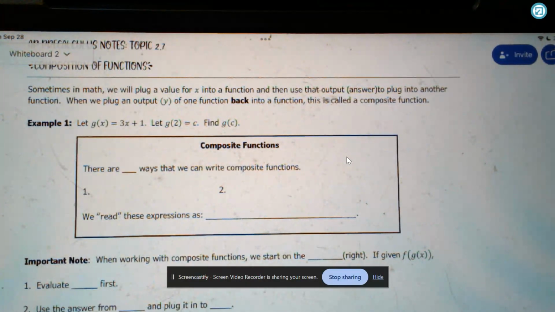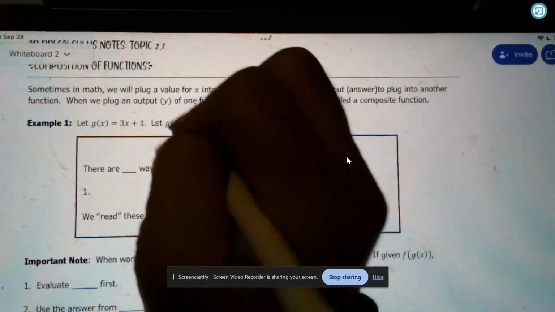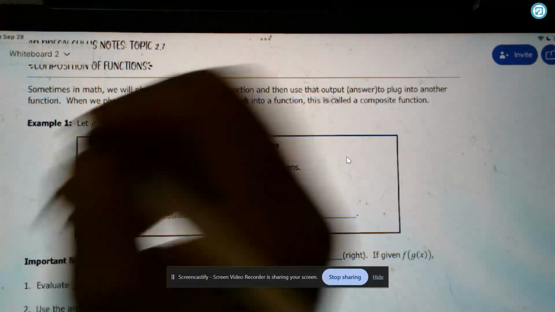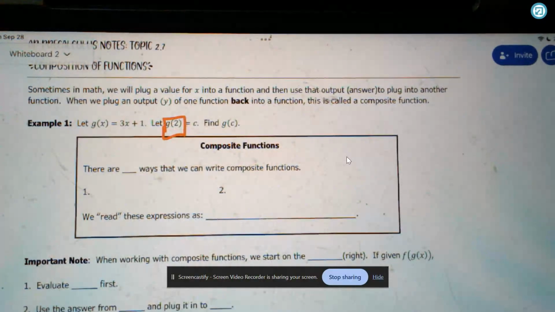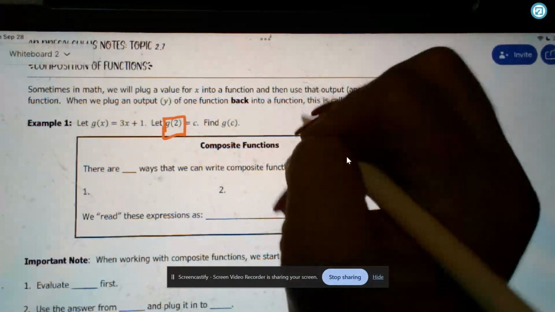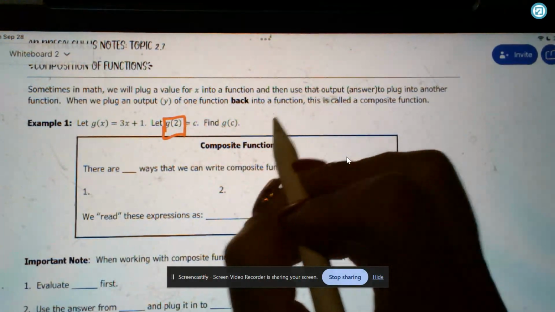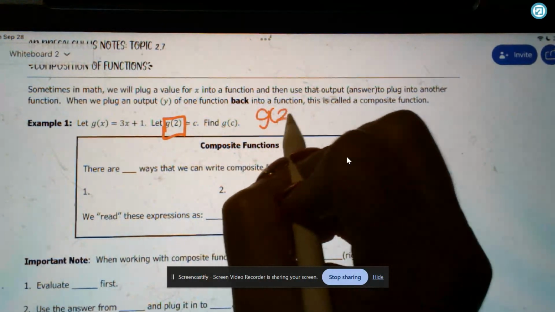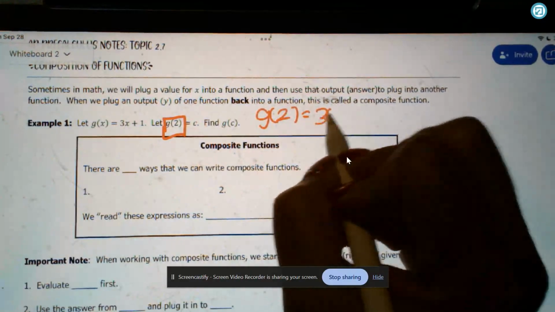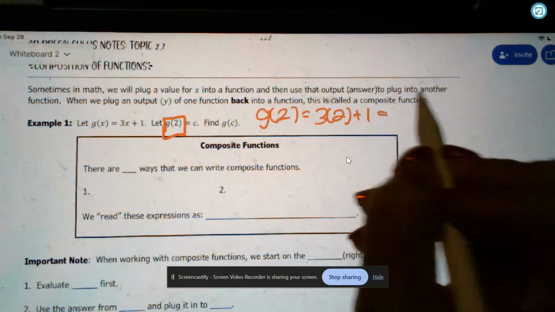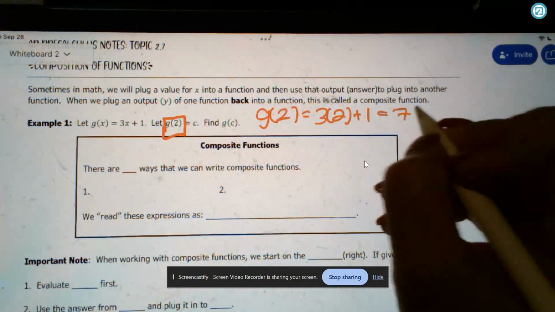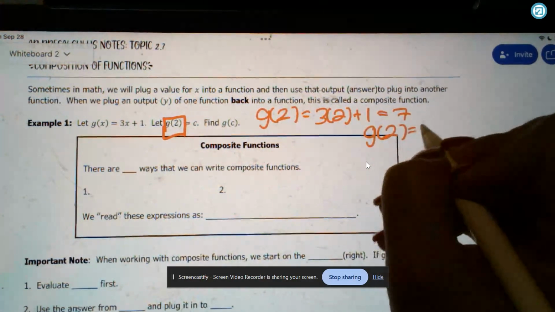Okay, so g of 2 equals c. So the first thing we need to calculate here is going to be g of 2. So again, I'm going to come over here and do this because I don't have that much room to work on this note template. All right, so g of 2 is going to equal 3 times 2 plus 1. So we know 3 times 2 is 6, 6 plus 1 is 7. So g of 2 equals 7.